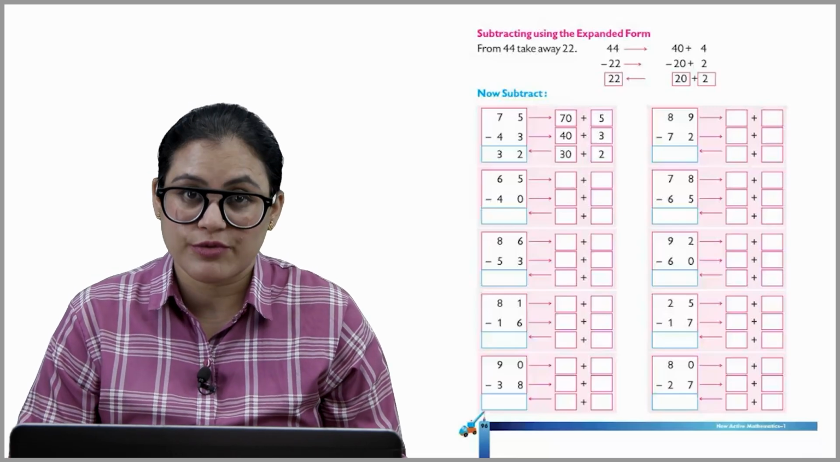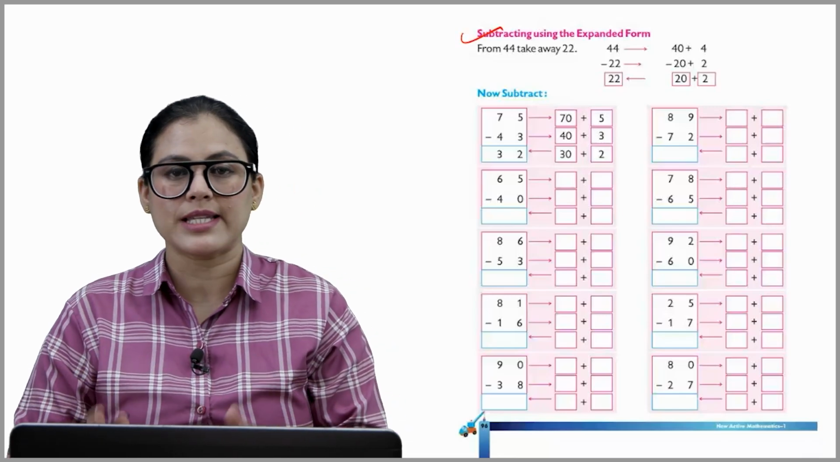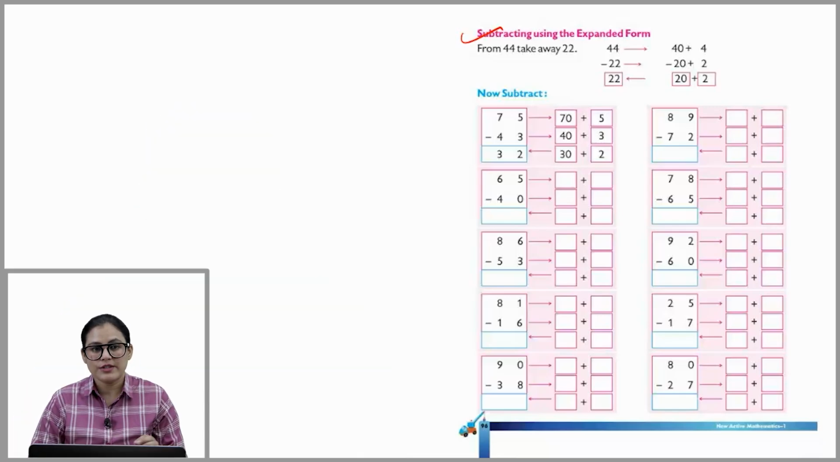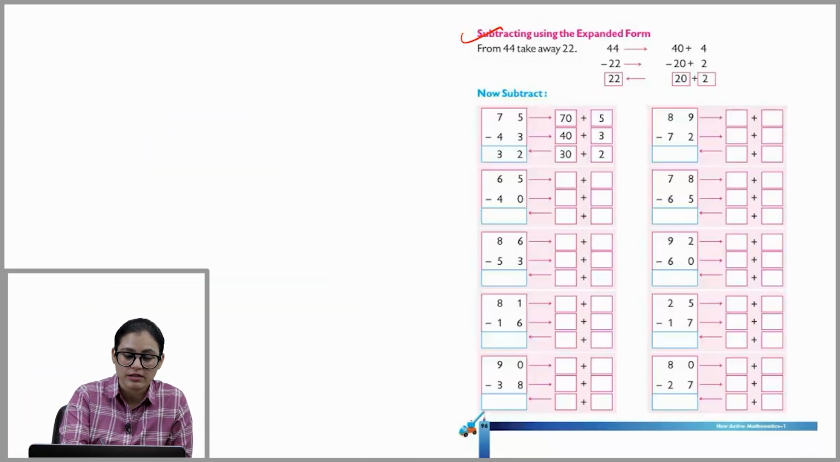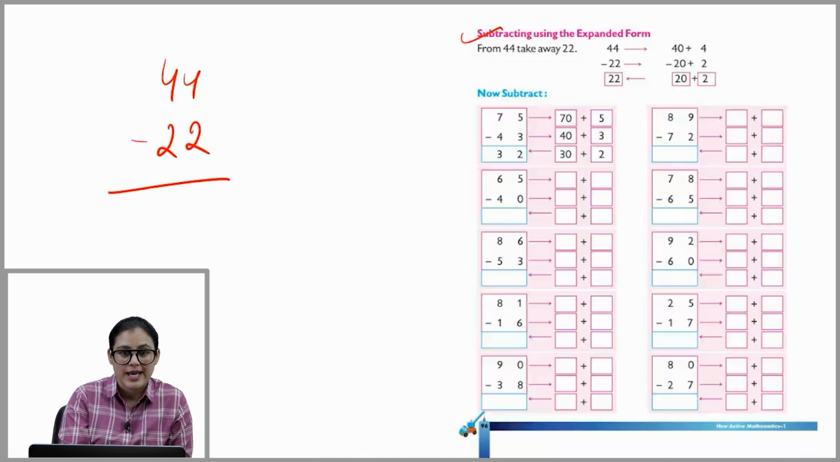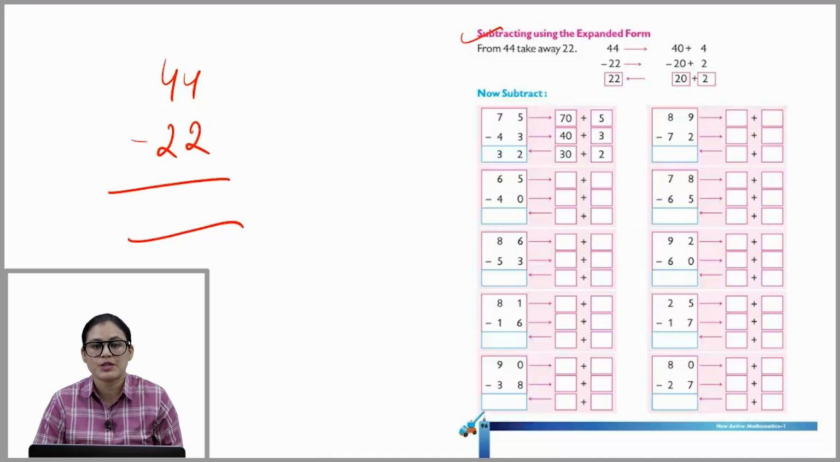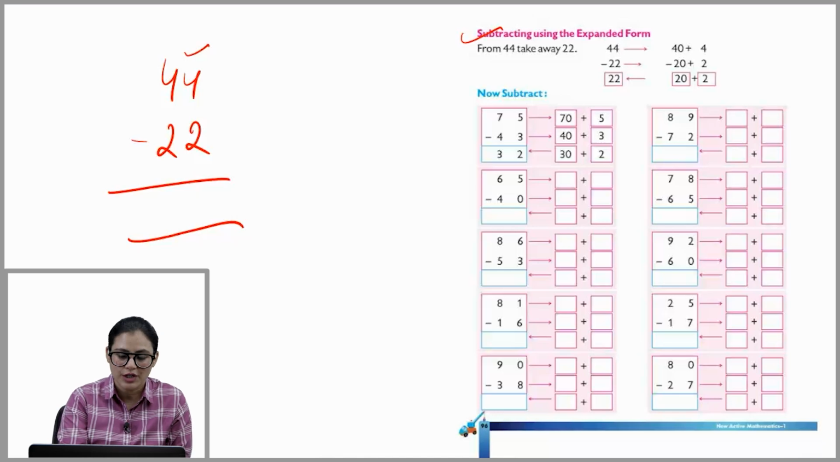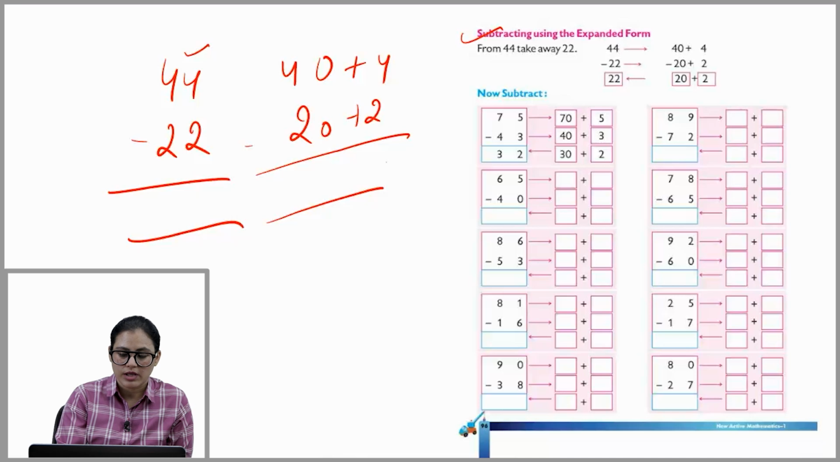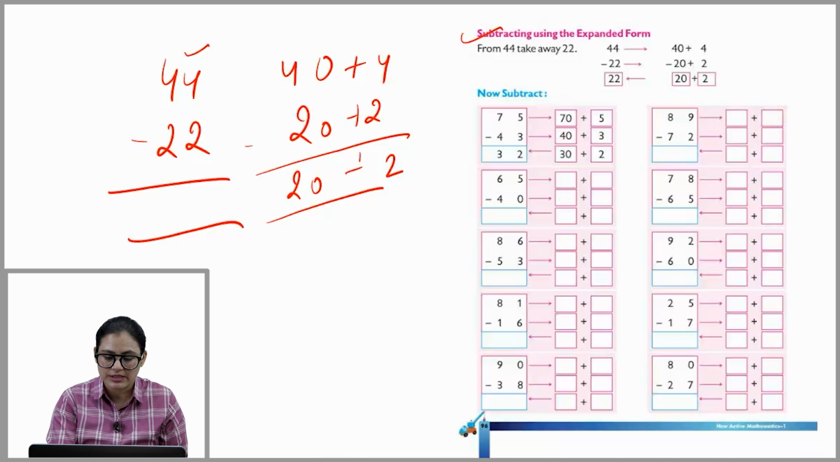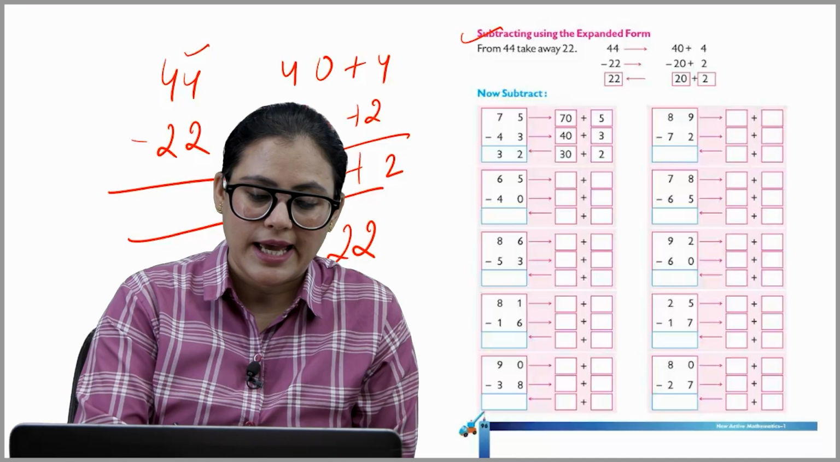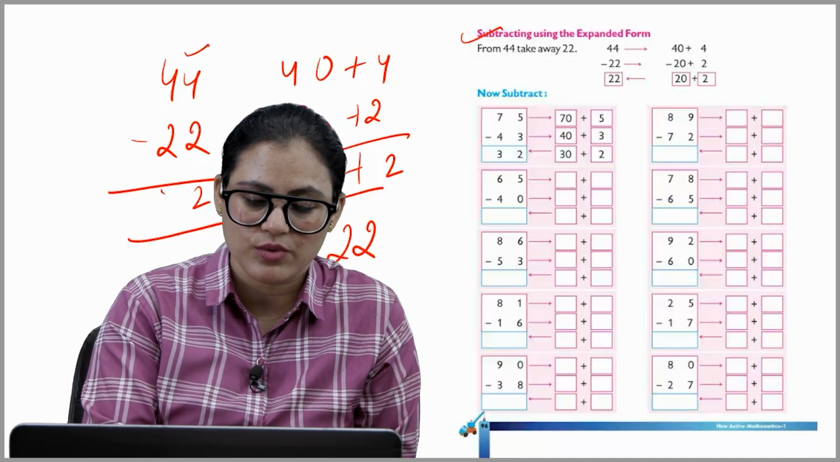Subtracting using the expanded form. Now we have to subtract the numbers, but this time we will use expanded form. From 44, take away 22. You have to subtract 22 from 44. What is the expanded form of 44? 40 plus 4. And the expanded form of 22? 20 plus 2. Now we subtract. 4 minus 2 is 2, 40 minus 20 is 20. So 20 plus 2 is 22.